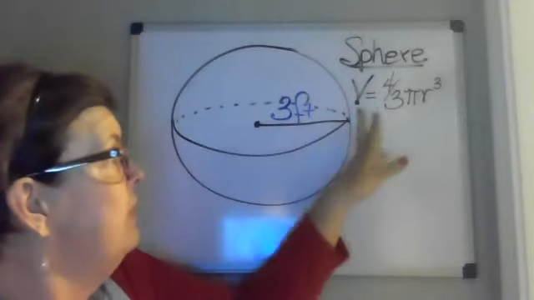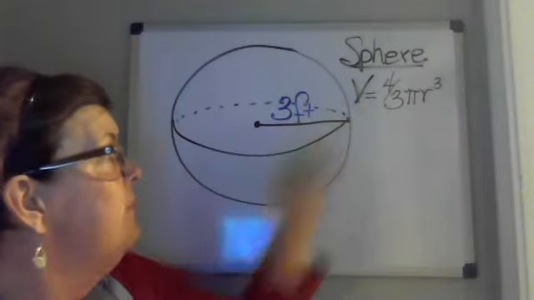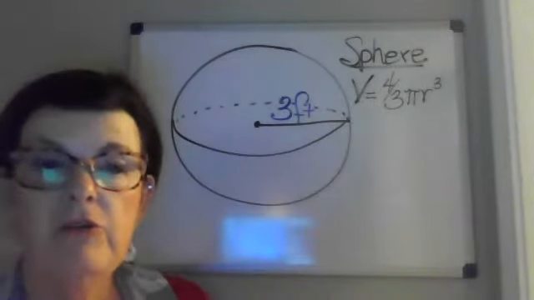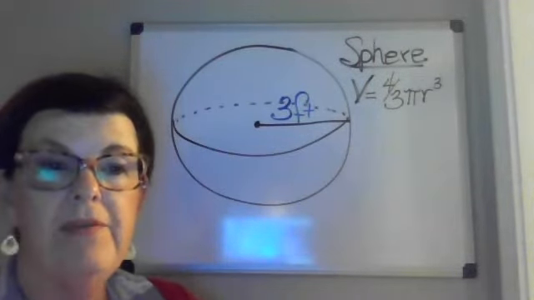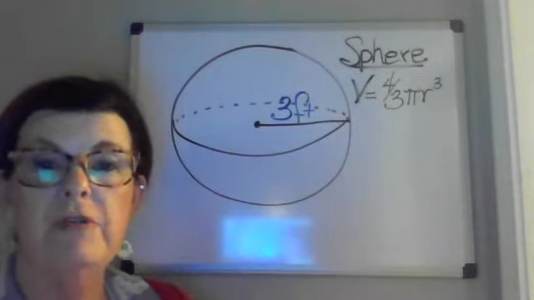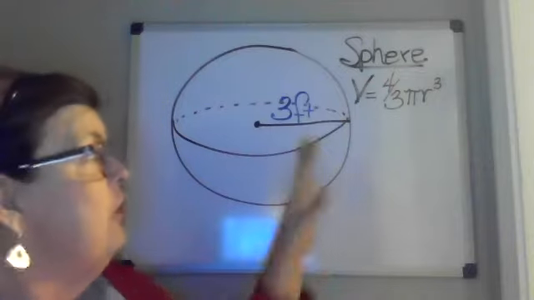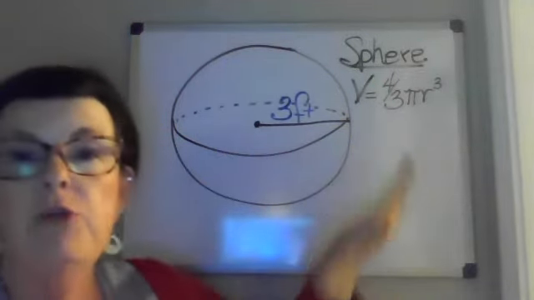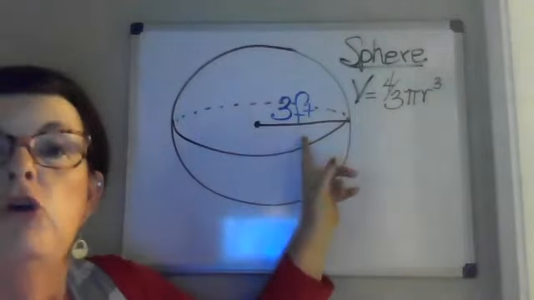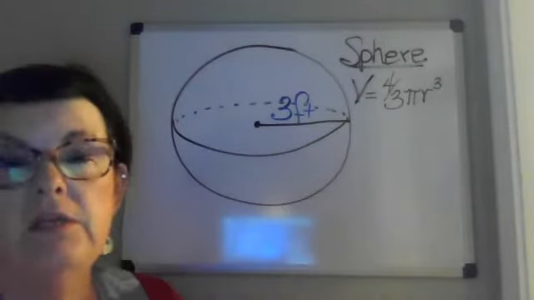Here is the volume formula that you will find on your formula chart. You'll need to locate that so you'll know where to find it during the test. The volume equals 4/3 times pi times r cubed. R stands for our radius, which in this case is 3 feet.